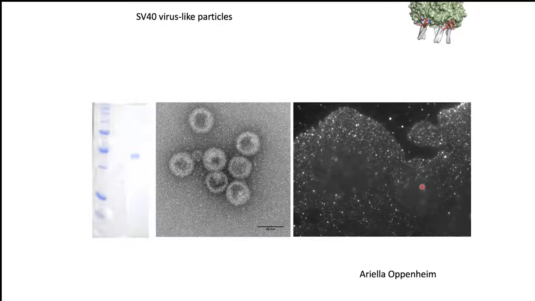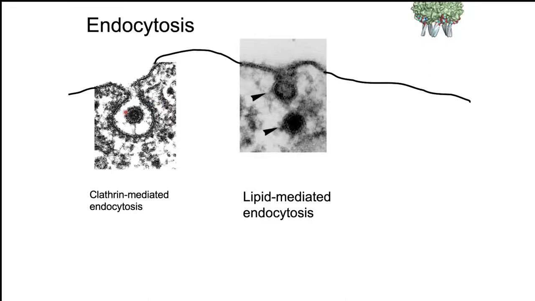And these VP1 proteins were given to us by Ariella Oppenheim from Hebrew University. As I said, unlike most viruses that have spike proteins that bind to transmembrane proteins of host cells and are then internalized by clathrin-mediated endocytosis, what happens to SV40 is that it binds to very tightly wrapped membrane internal invaginations and then vesicles that leave hardly any space between the virus and the membrane.